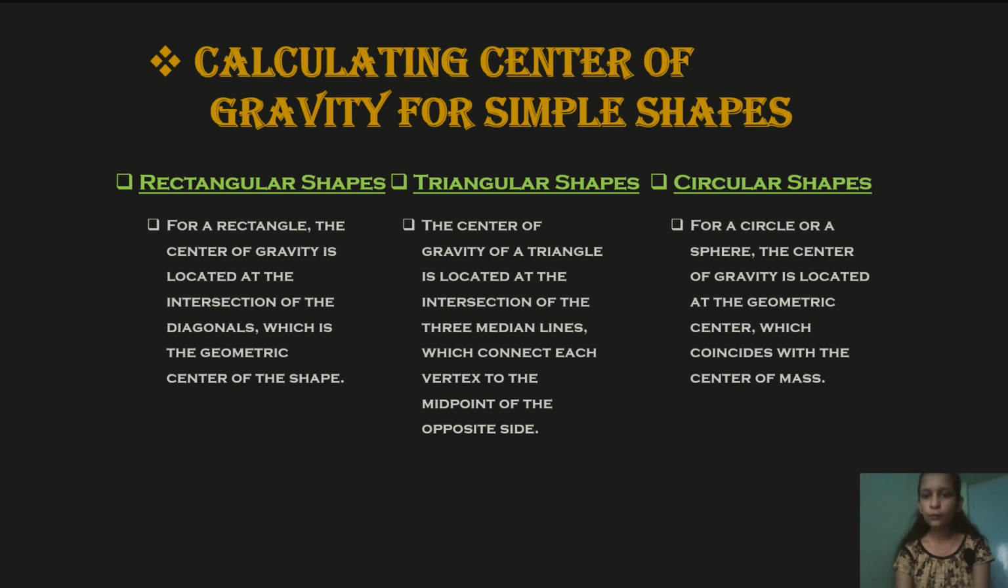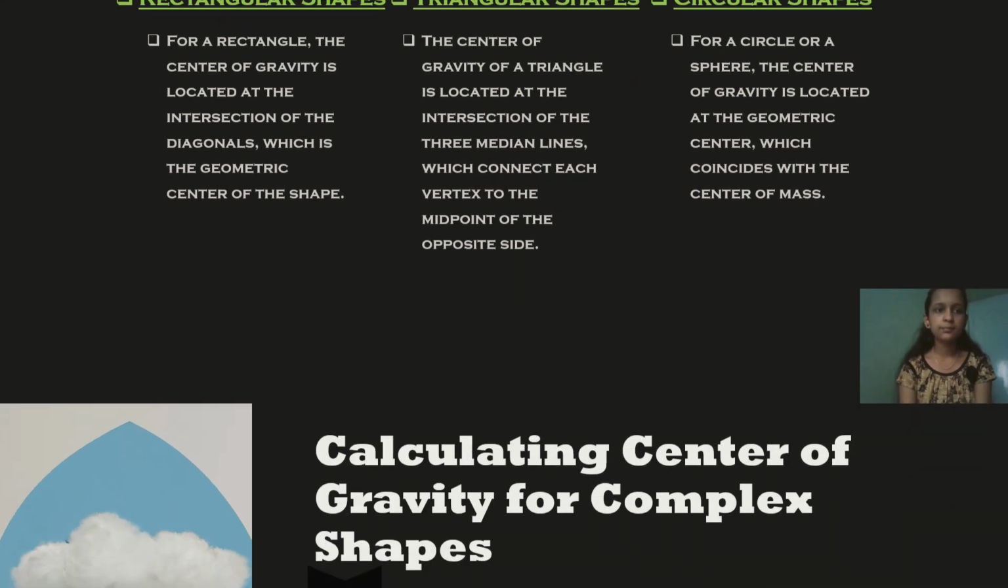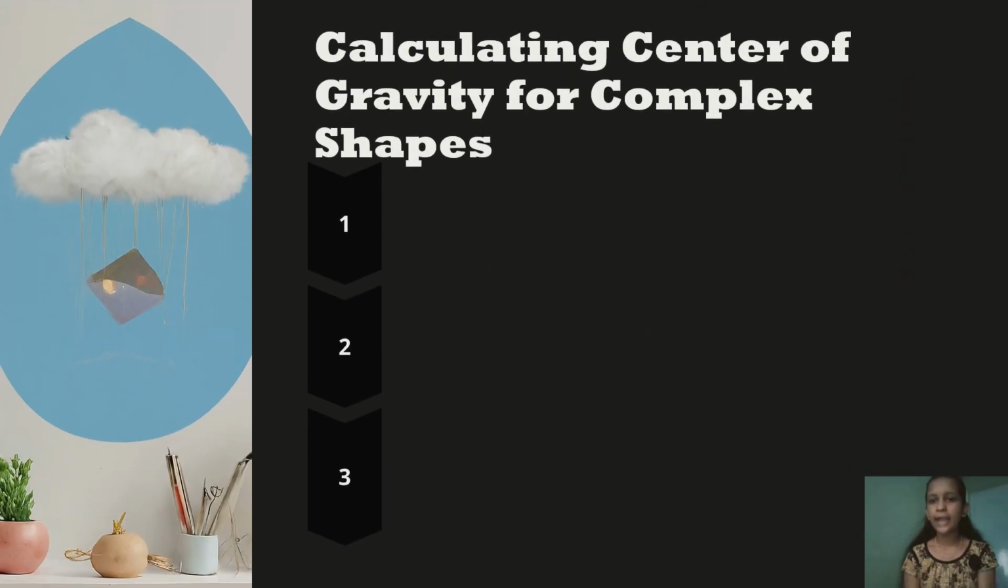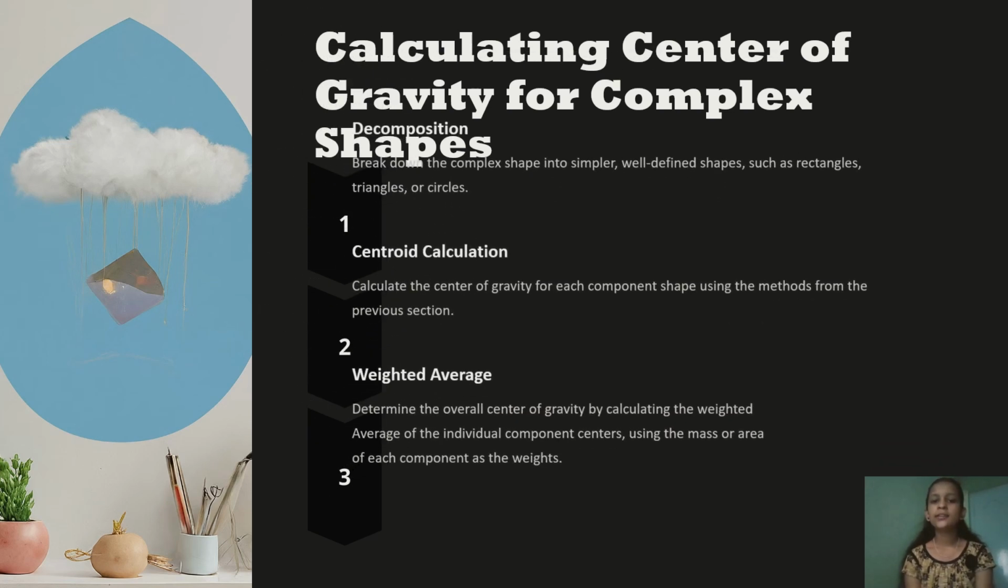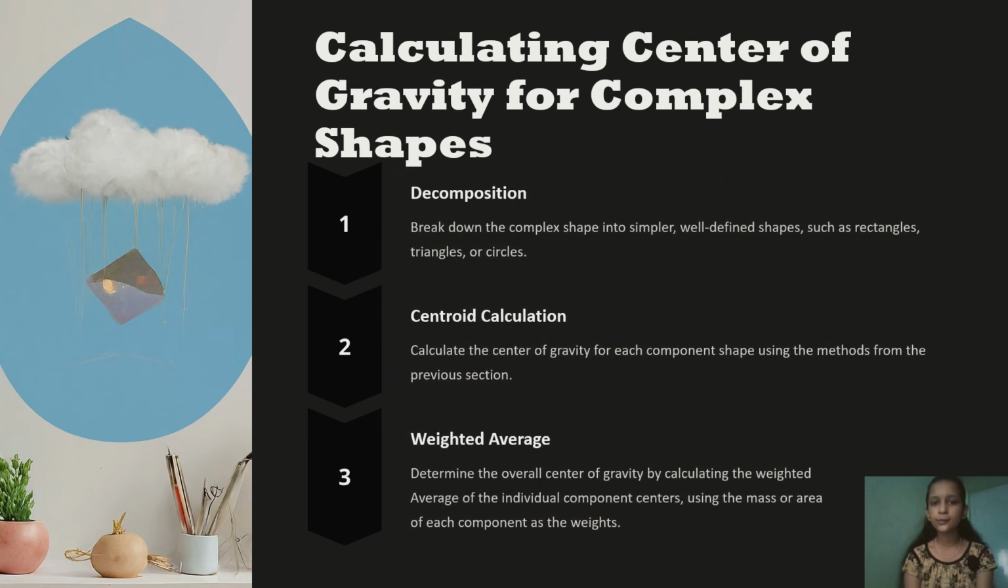For a circle or a sphere, the center of gravity is located at the geometric center, which coincides with the center of mass. We are done with calculation of center of gravity for simpler shapes. Now, calculating center of gravity for complex shapes. There are three ways in which the center of gravity for complex shapes can be calculated. They are decomposition, centroid calculation and weighted average.